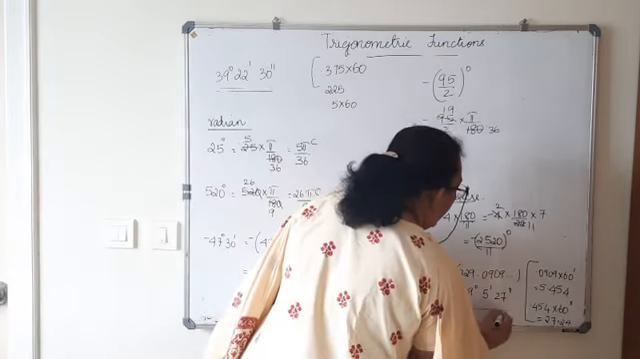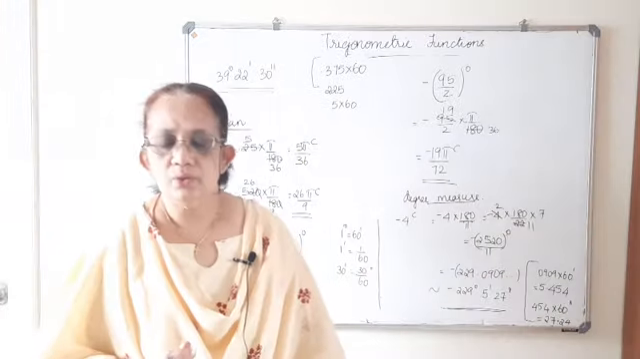So this is how you convert degrees to radians and radians to degrees.